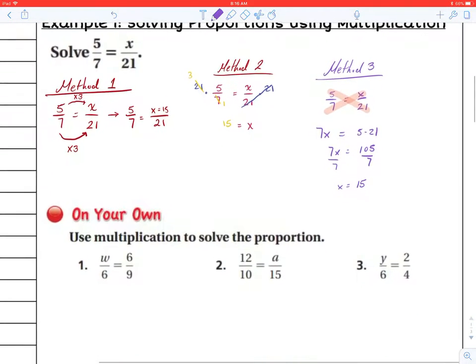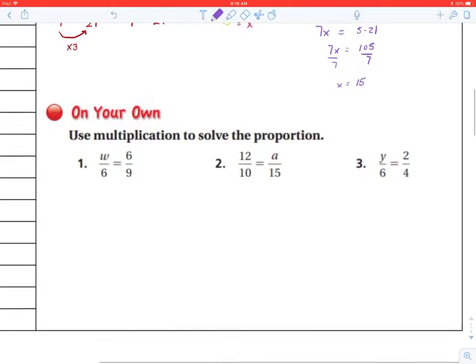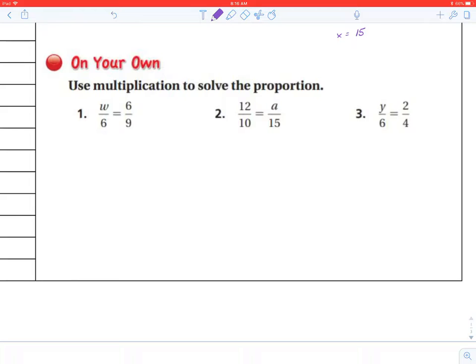So we've got some on your own here. On these on your own problems, we're being asked to solve for the variable. Like I said, I prefer to use the cross product method, so that's what I'm going to use. Particularly because I can't really use mental math, or I can if I decide to really focus on that, but I think it's faster to use the cross products because 6 to get to 9 isn't an even number.